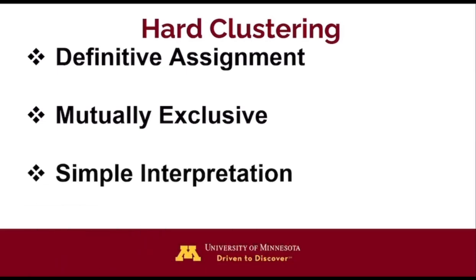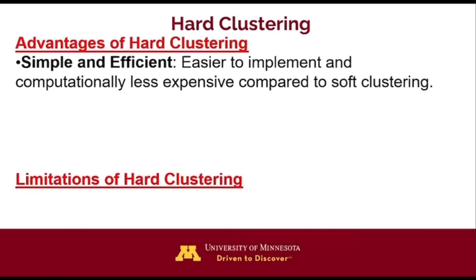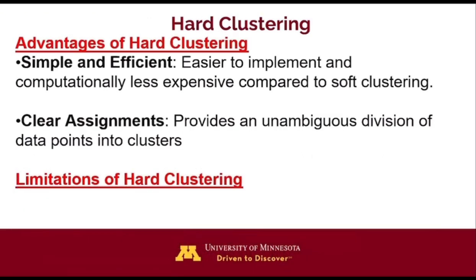And when that happens, the interpretation will be very, very simple, because there is no probabilistic membership. This is very, very clear, right? A particular object can only occupy a particular group. So that will facilitate simple interpretation. Looking at the advantages, of course, it's going to be simple and efficient.